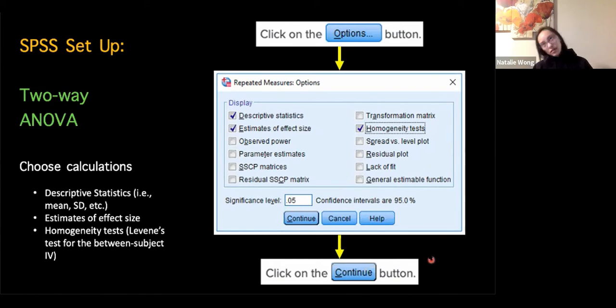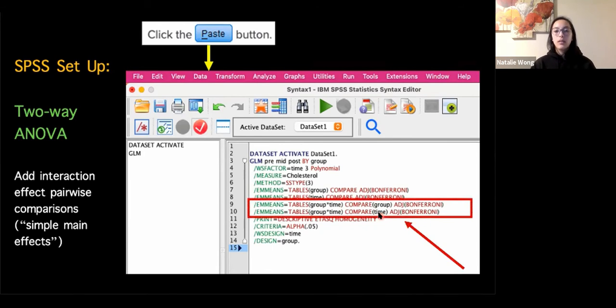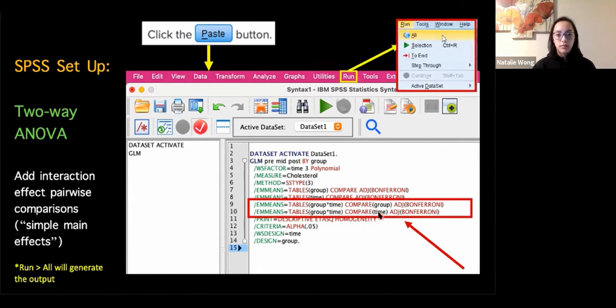That'll take you back again to the dialog box, and then you'll click on the paste button at the bottom of that window, which will bring up our syntax window so that we can set up our pairwise comparisons for the interaction effect. So when this pops up, all you're going to see is that you've got estimated marginal means set up for the group and time. So those are our two independent variables. And then we have to add in the compare group and compare time lines so that we can get our pairwise comparisons for our interaction effect. Once those are inserted, we click on run all, and then we get an output.